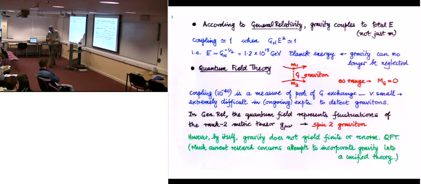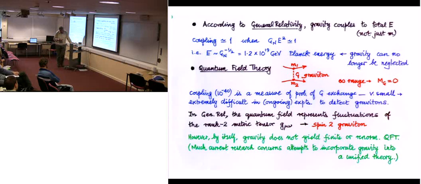So if we are dealing with systems with energy 10 to the 19 GeV, which are far outside of anything that we can do on this Earth, then we cannot neglect gravity. This is the Planck energy, and at that stage, it's going to be relevant. It's going to be the same order as the other forces.